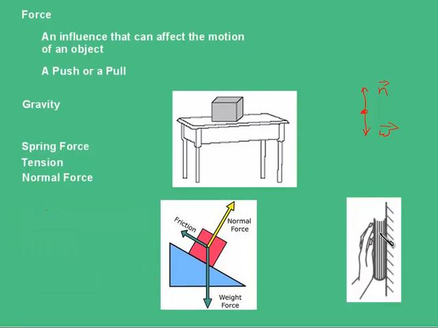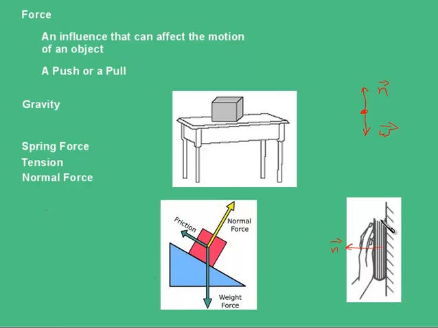Here is another example. We have someone pressing a book against a wall. So this hand is exerting a force to the right. Of course, the wall is also exerting a force on this book. And so we could draw that force this way. And so now we have the normal force acting here.